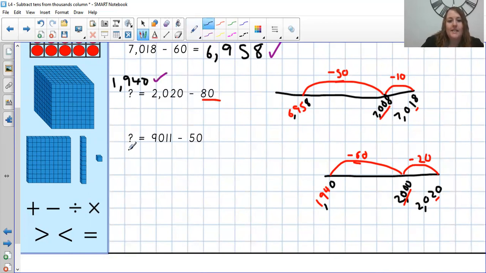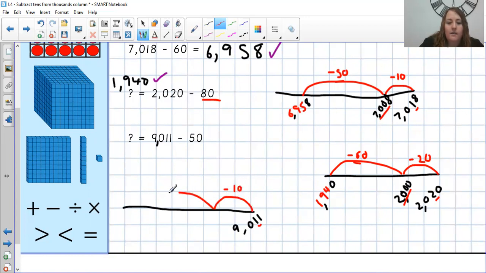Okay, last but not least, something, oh, and there should be a comma in that one. Something is equal to 9,011, take away 50. So I'm going to pop my number line on and pop 9,011 on the ends, and I'm going to be taking away 50. Now again, I'm going to start with 10 because there's a 1 in the ones column, and then because I need to take away 50 in total, I know that I need to do 40 on my other jump.